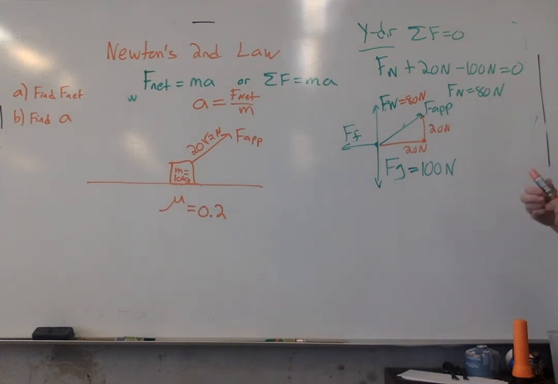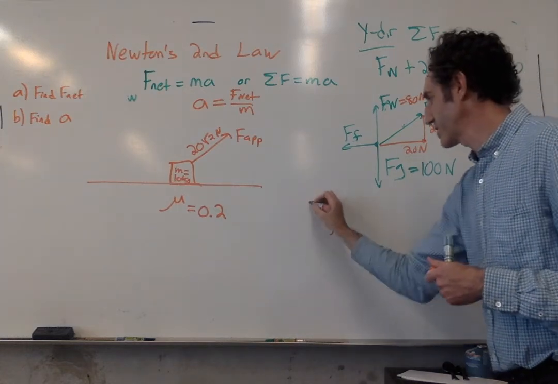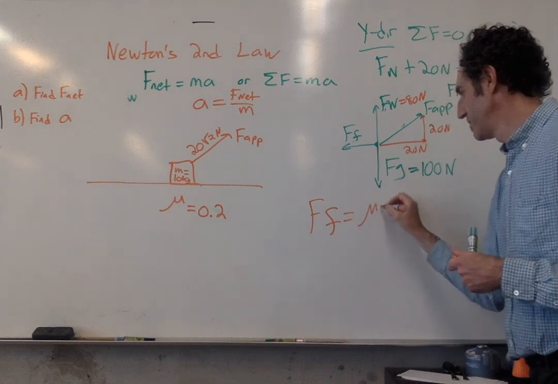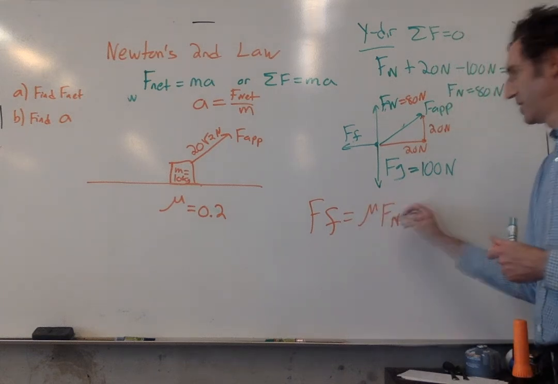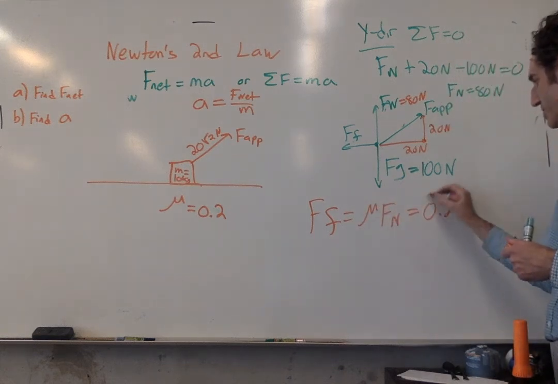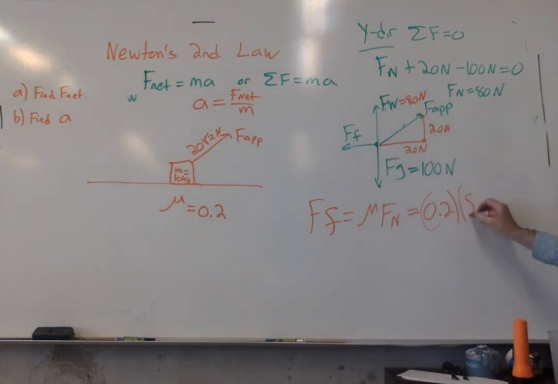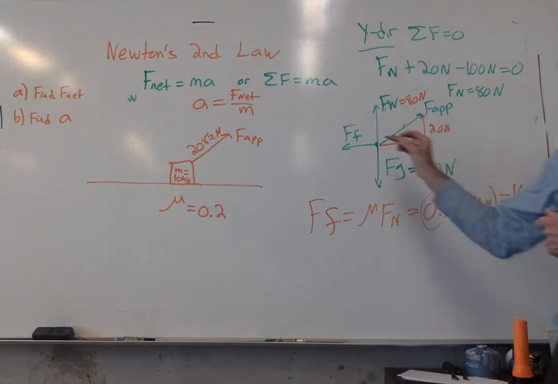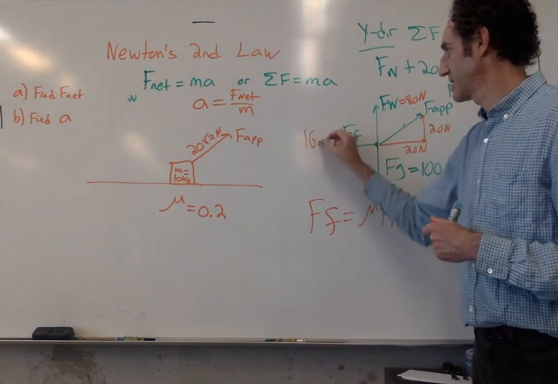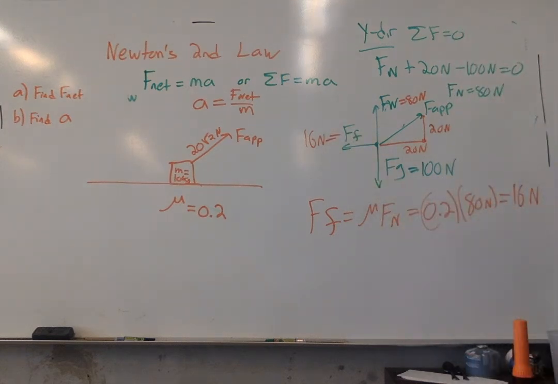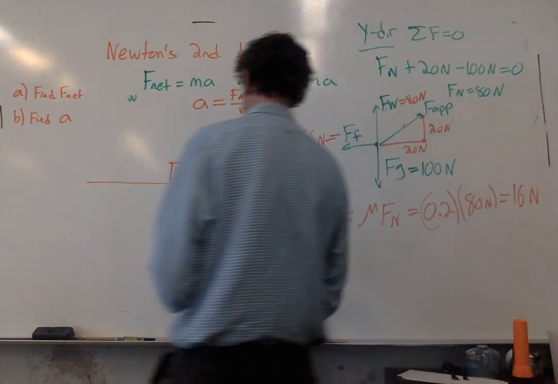Good, so now what can I do with that? Now I know that my friction force is mu times my normal force. So that's going to give me 0.2 times 80. Good, 0.2 times 80 is going to give me 16 newtons for my friction force. So that's 16 newtons. Now I can deal with things in my x direction.